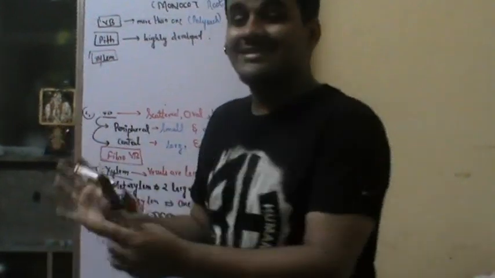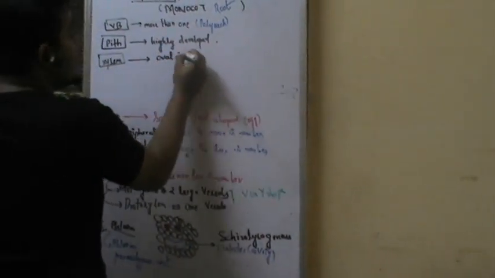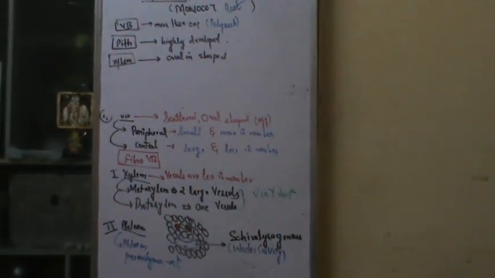नहीं तो monocot root is exactly similar to monocot stem. Okay, the xylem is something which is going to be oval in shape. The oval shaped xylem vessel is a characteristic feature of again monocot root. Defining feature of monocot root.